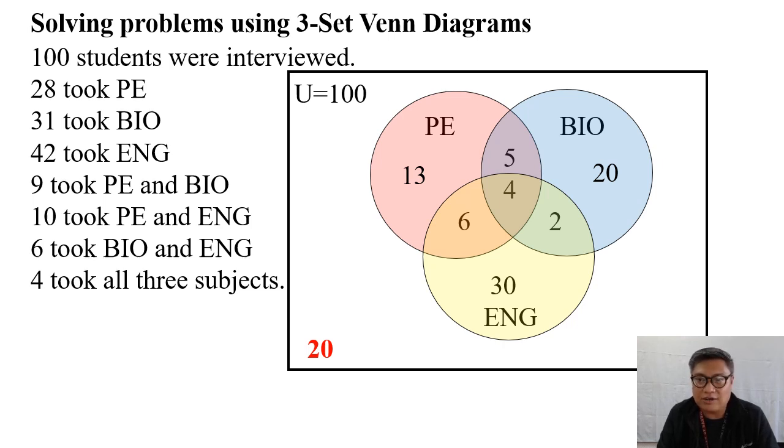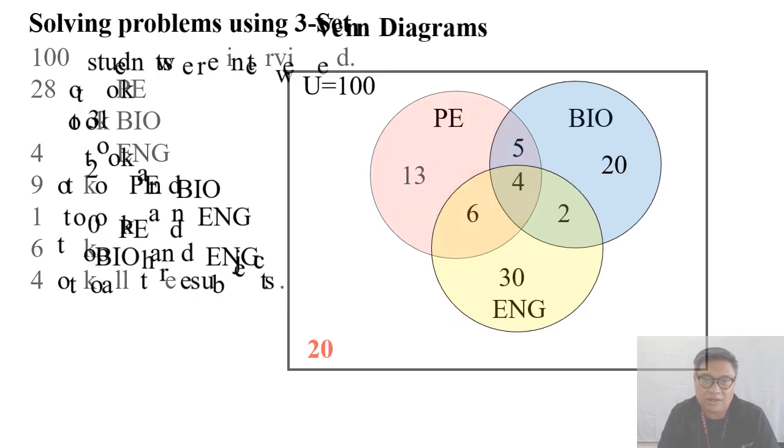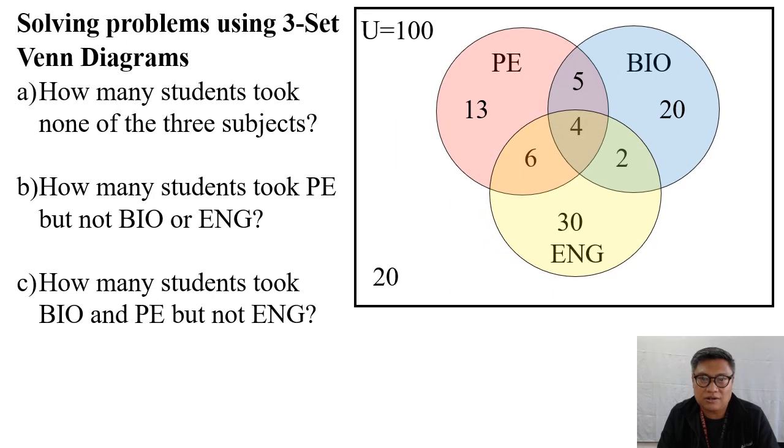So if we're going now to answer some of the questions here, how many students took none of the three subjects? None means that they don't have any PE, biology, or English, and that would be your 20. So there are 20 students who did not take any of these three subjects.